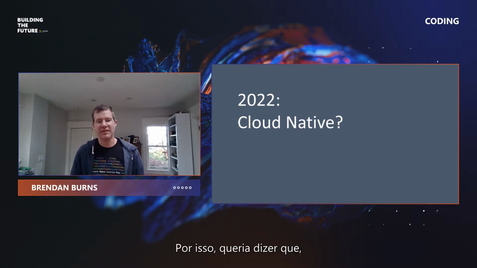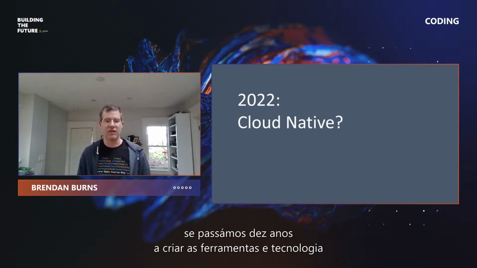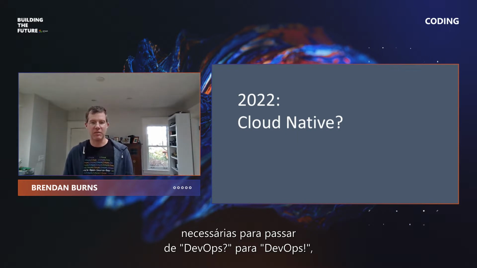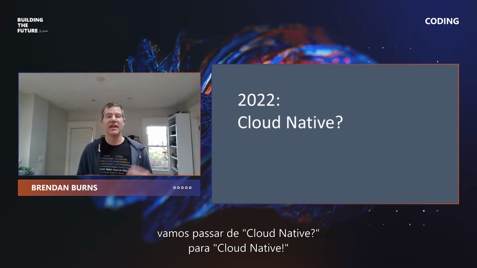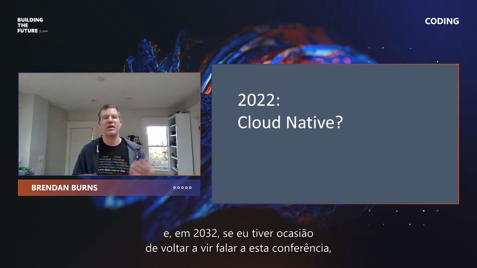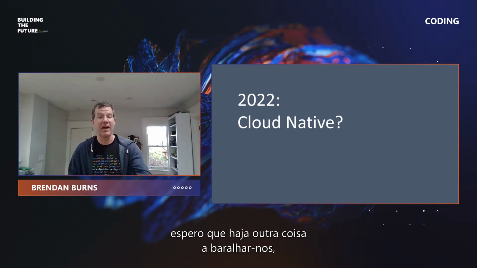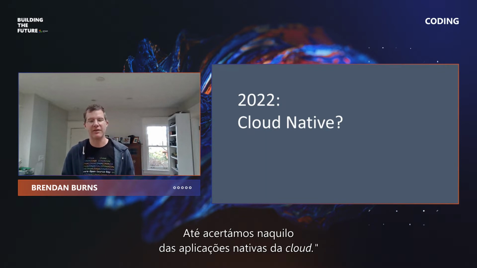One of the things I'd like to say is that if we've spent 10 years building the tools and technology necessary to go from DevOps being a question mark to DevOps being an exclamation point, I strongly suspect that we're going to spend the next 10 years taking cloud native from being a question mark to cloud native being an exclamation point. And in 2032, assuming I get a chance to come back and talk to this conference again, I'm hoping that there'll be something else that's confusing us, but that we'll be able to say, you know what, we actually did really manage to nail that cloud native thing.